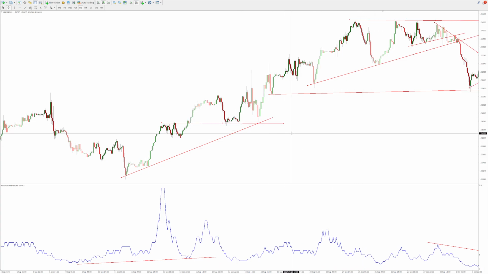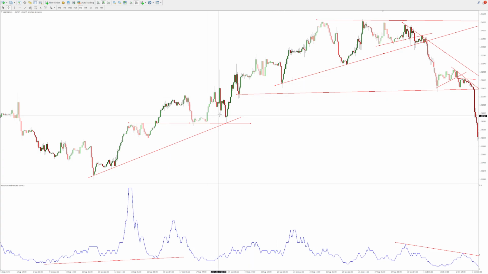What we don't want to do is have a 20 pip stop loss and take 20 pips profit, because it just makes our life hard. You know, what if we can capture hundreds of pips? Why would we leave so much on the table? If you do exit prematurely, of course, you can re-enter.